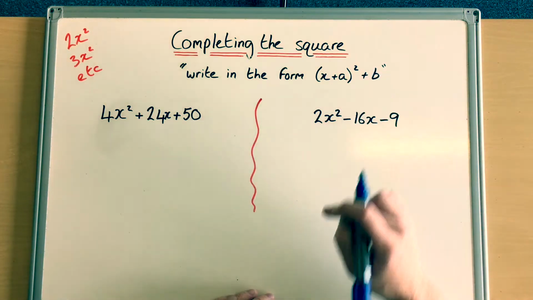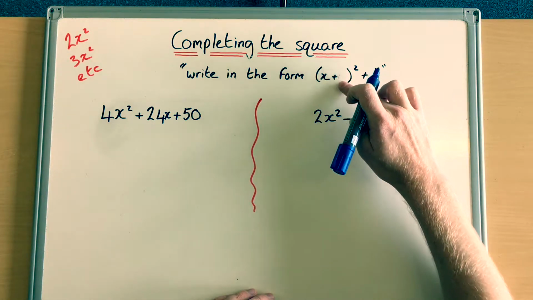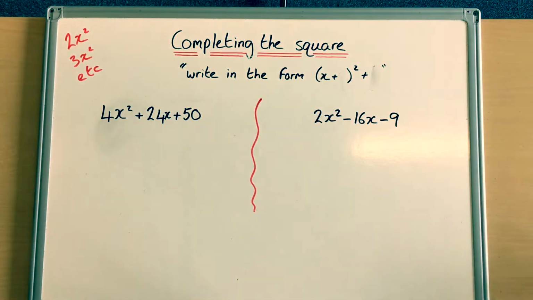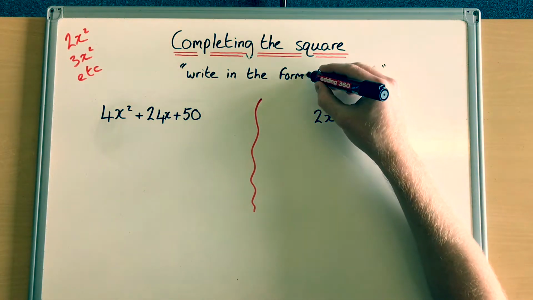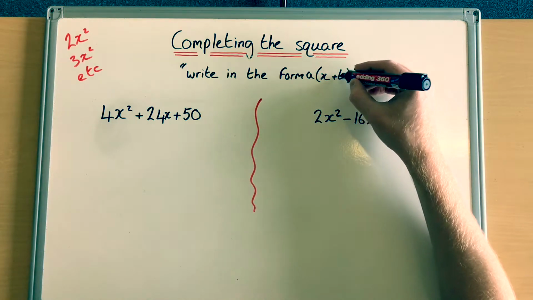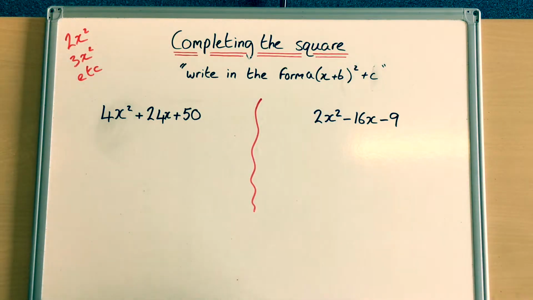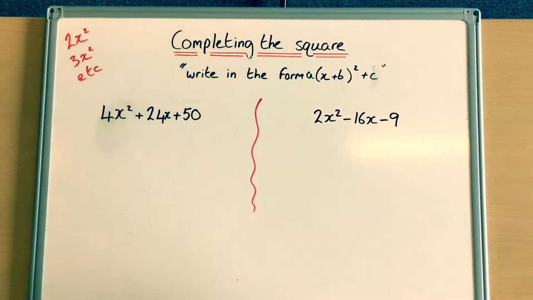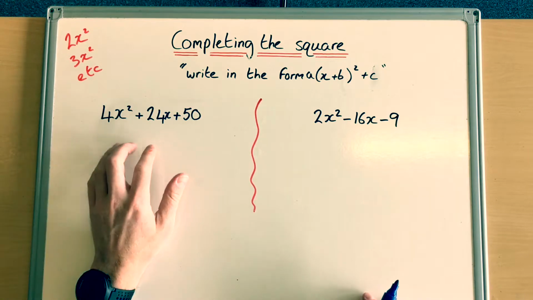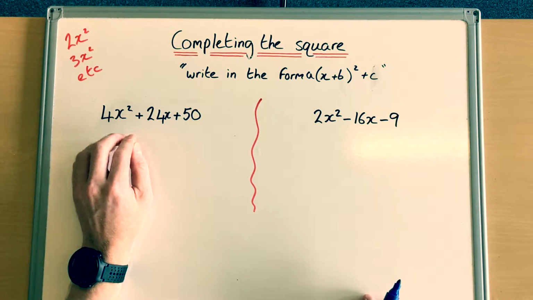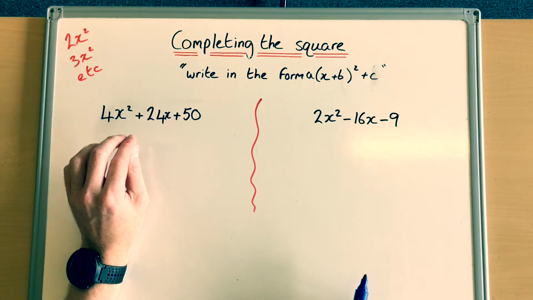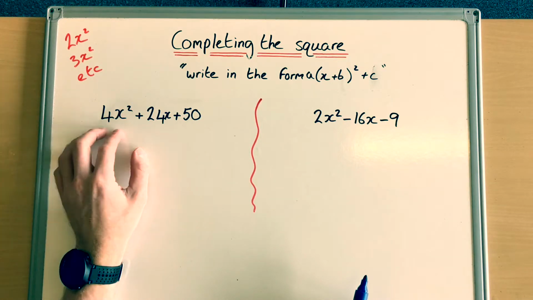So you might see this written slightly differently because this time we're actually going to end up with something in front of a bracket. So it might be written something like this: a(x plus b) squared plus c. You don't really need to worry too much about those letters. In general, the main thing is that you recognise it's still asking you to complete the square. Okay, so first thing is, we don't want to do it when it's not just an x squared term. We want it to just be x squared, not 2x squared, not 4x squared.